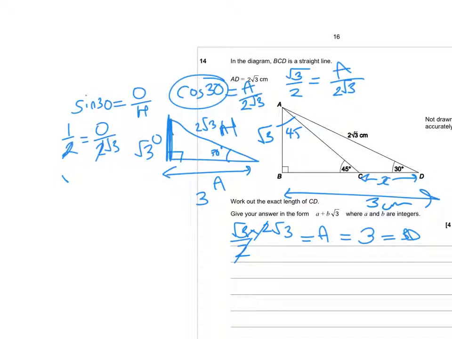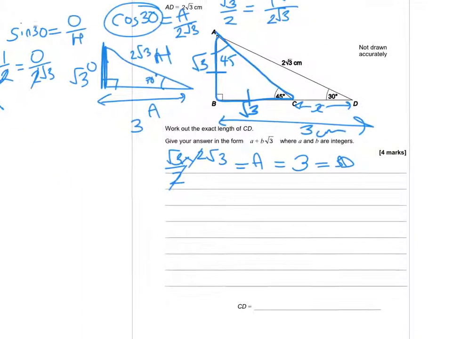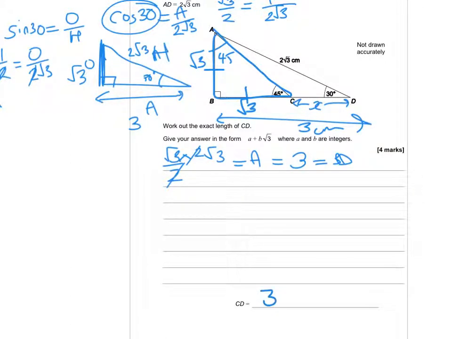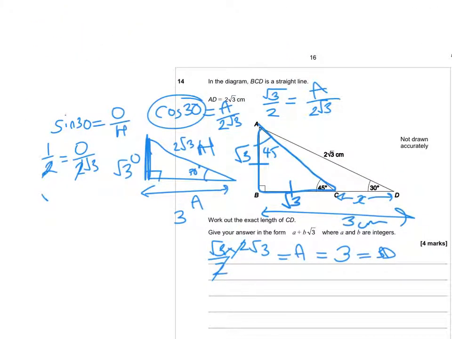Okay, so I can now, because this is an isosceles triangle, because they're both 45, that's also the same length, which means my length x is 3 take away square root of 3. So it's really important for this that you know your exact trig values. If you don't, you don't really have a chance of being able to do this.